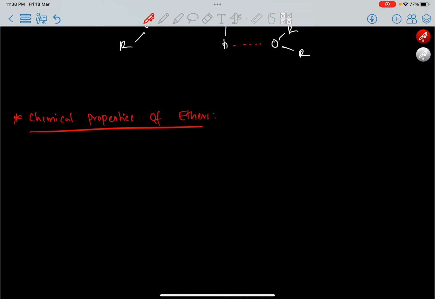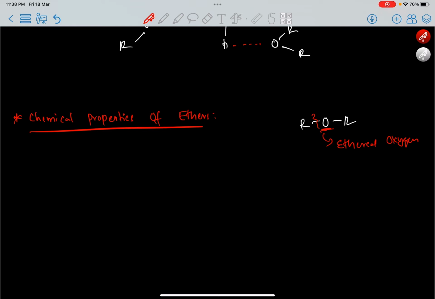See, we study the chemical properties under three parts. First one, ROR. First we study those reactions which involve this oxygen. This is called ethereal oxygen, that means the oxygen which is a part of ether. So we'll see those reactions which involve this oxygen. Next we see the cleavage of the ROR bond.